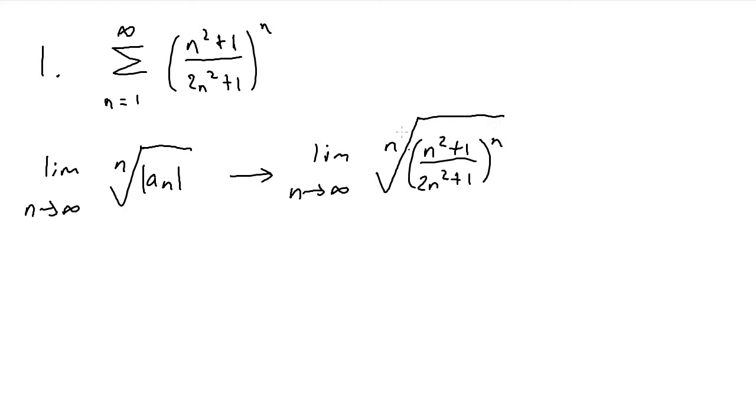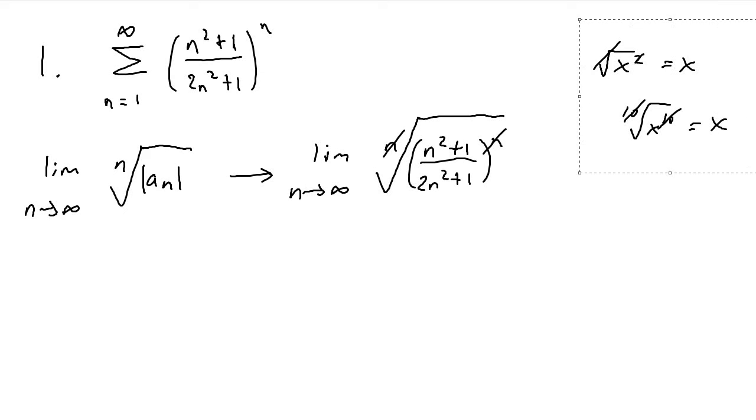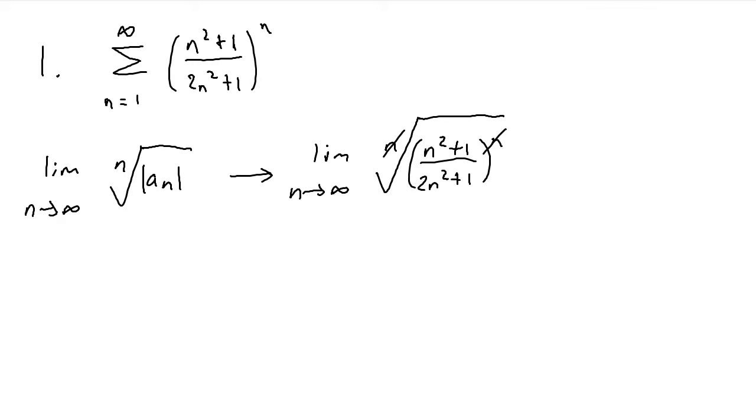And notice how the nth root and the nth power will cancel. So let's say we have the square root of x squared. The square root of x squared is just equal to x because the square root and the squared will cancel. Or if we have the 10th root of x to the 10th, the 10th root and the 10th power will cancel and we just get x. So the same applies here. When we take the nth root of some value to the nth power, the n's will cancel and we're left with just what's inside.